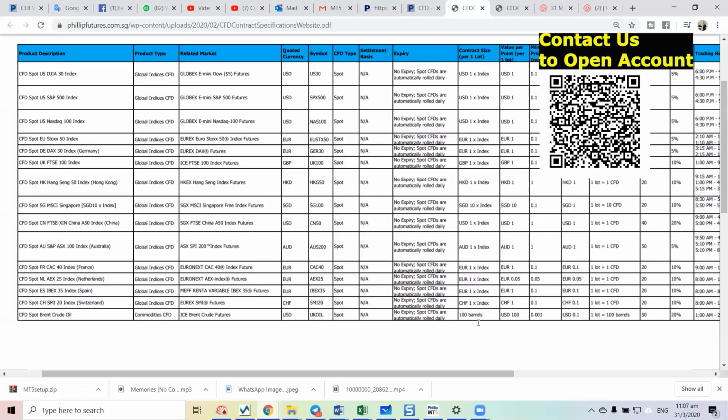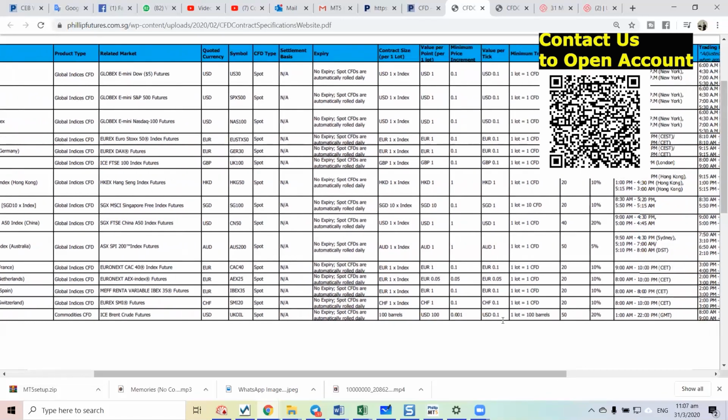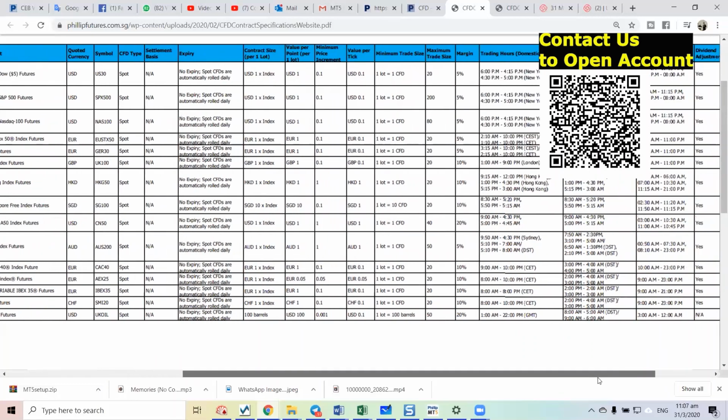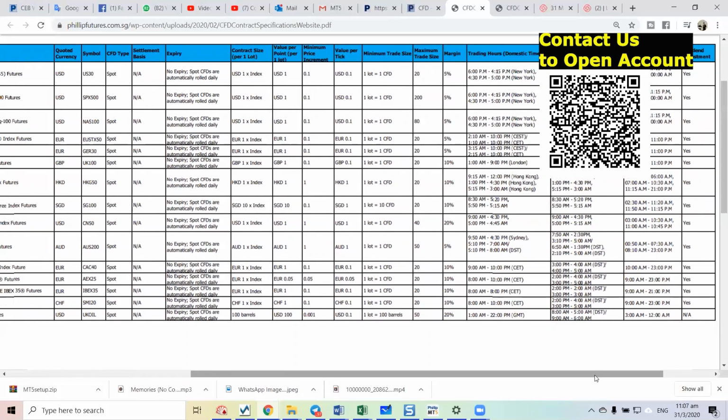Okay, so the next thing. What is the important thing here? We need to take note of this. Another thing that is quite important is the margin requirement.